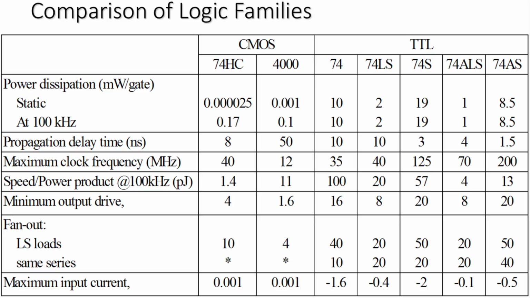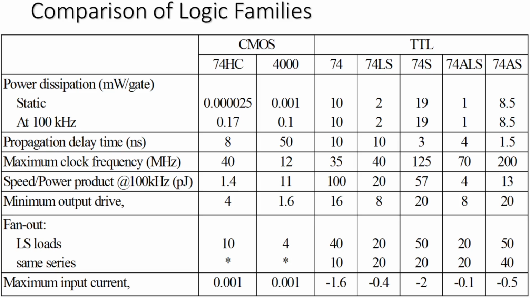Comparison of logic families. So these are the different parameters we have seen in the last lecture: power dissipation, propagation delay time, maximum clock frequency, speed and power product, minimum output driver, fan out, maximum input current. So these are the parameters which decide the performance of digital ICs. It may be CMOS or it may be TTL.